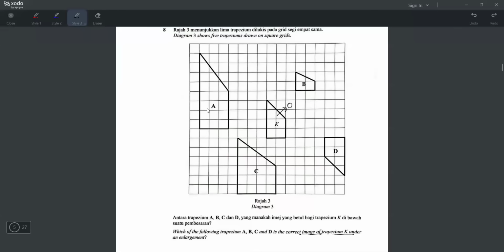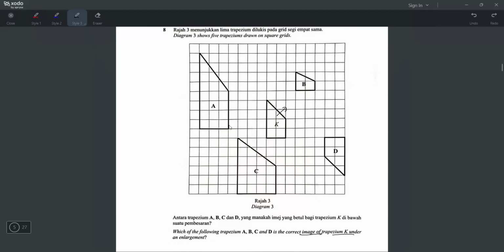Yeah, and ABCD, one of these will be the image, but they never give us the scale factor and the center of enlargement. They just ask which is the correct image of enlargement. So I think what you have to do is you have to count the kotak and see which trapezium has the same ratio. Yeah, because when you do enlargement, walaupun you punya size sudah tukar, tapi dia punya ratio sama. The ratio of the corresponding side will be same, right?